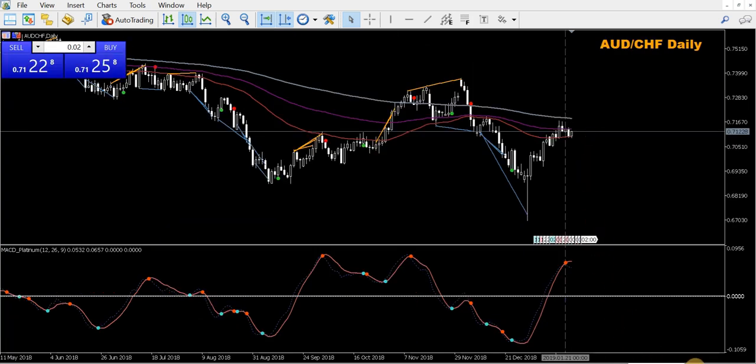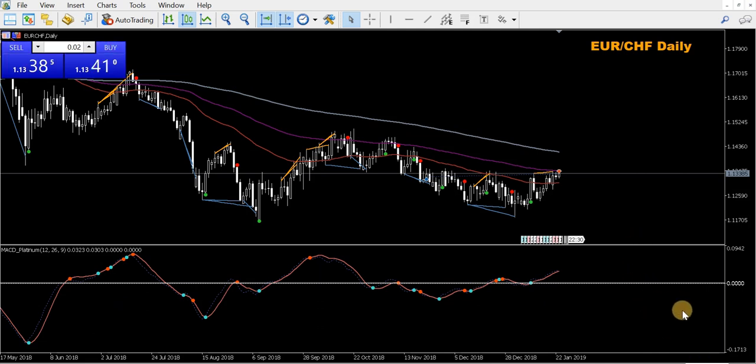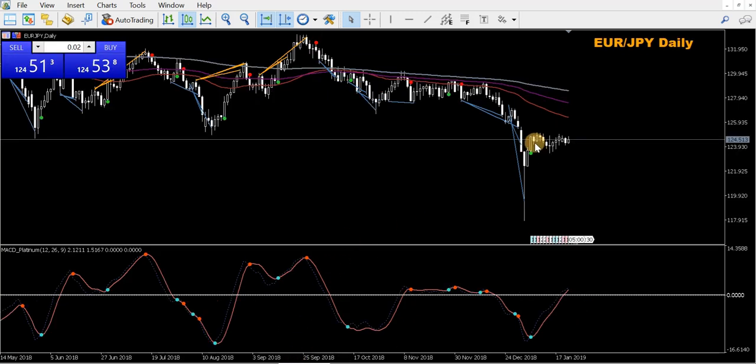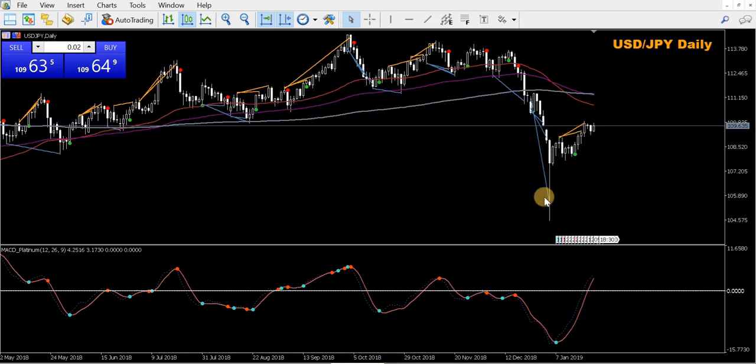Oz Swissy, not much happening. Euro Swiss going sideways like it normally does. So this is all, it doesn't take long to rip through these charts, just have a quick look every day. Swiss yen, nothing happening. Euro yen, look at this thing going sideways, nothing doing. And this flash crash threw everything out too.